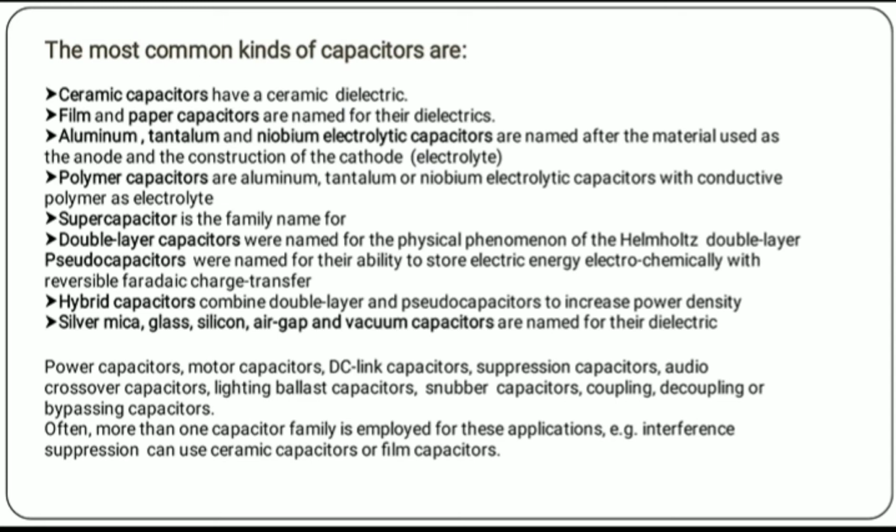And the next one is the most common kinds of capacitor. The most common kinds of capacitors are ceramic capacitors, which have a ceramic dielectric, and film and paper capacitors, which are named for their dielectrics. The next ones are aluminium, tantalum, and niobium electrolytic capacitors, and polymer capacitors, supercapacitors, double layer capacitors, and pseudocapacitors, which store energy electrochemically with reversible Faraday charge transfer, and hybrid capacitors, silver mica, glass, silicon, air gap, and vacuum capacitors. There are also power capacitors and motor capacitors. These are the most common kinds of capacitors.